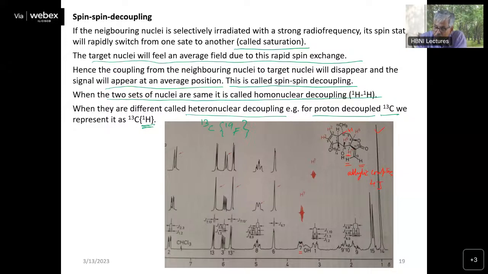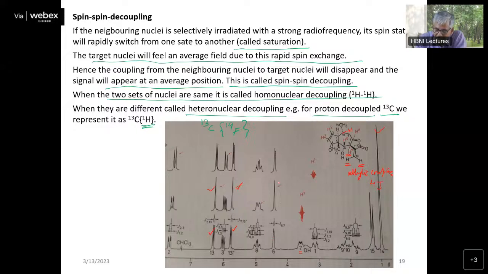So this coupling, if you saturate this, you will see the coupling to these two protons has disappeared, and you can see it's simplified. You see this picture. So when you are irradiating proton 7, you see there is a simplification. So the coupling is gone because it is seeing an average field, because this proton 7 is now changing its spins very fast. Okay, and see the 7 is also connected to H6.